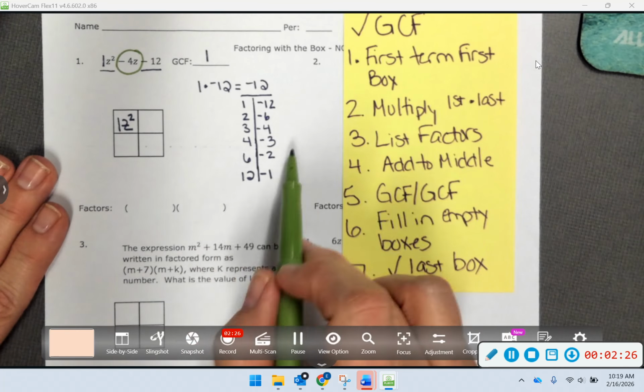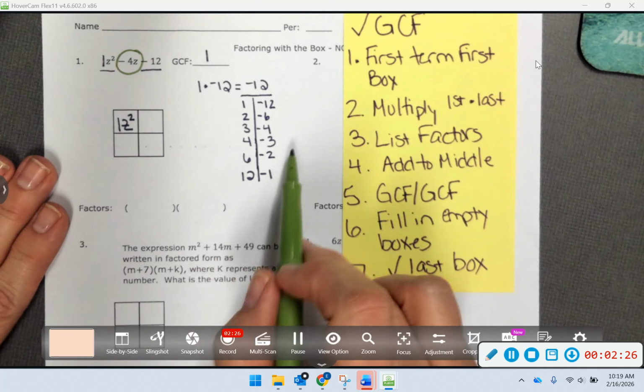All right, so let's go through these steps one more time. So we're going to do the GCF first. It was a 1. If I divide by 1, nothing changes. First term goes in the first box. We're going to multiply the first term times the last term. I'm going to list all of its factors, and I'm going to choose the 2 that add to the middle. Okay, from here, we're going to do the GCF of each of these 2 rows and columns. So the GCF of 1z squared and 2z is 1z, and the GCF of 1z squared and -6z is also 1z. So we're going to GCF twice, and then we're going to fill in these empty boxes.